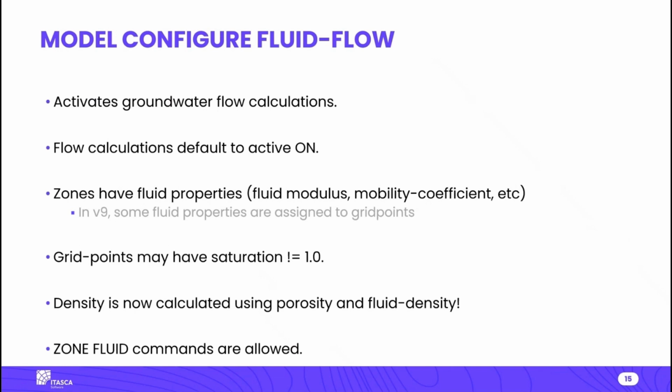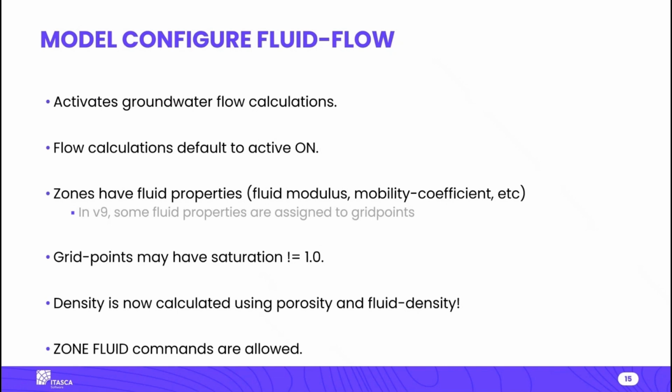Okay, so if you actually want to do a fluid flow analysis and you don't want to just set the pore pressures, you need to give this model configure fluid flow command. This will turn on the groundwater flow calculations, or at least the ability to do fluid flow calculations. By default, the fluid flow calculations are on when you give this command. So if you just say model solve, it will automatically do a mechanical and fluid calculation. If you turn on this model configure fluid flow, you now have to specify fluid properties for the zones. Fluid modulus, permeability, a porosity, and so on.